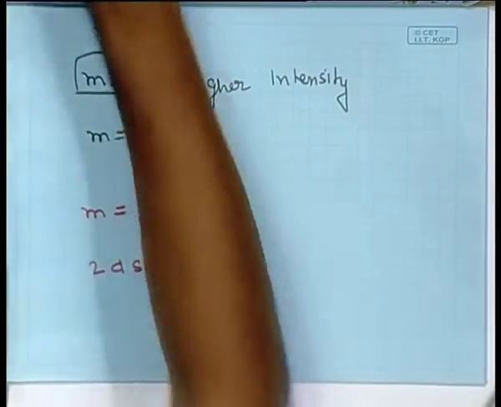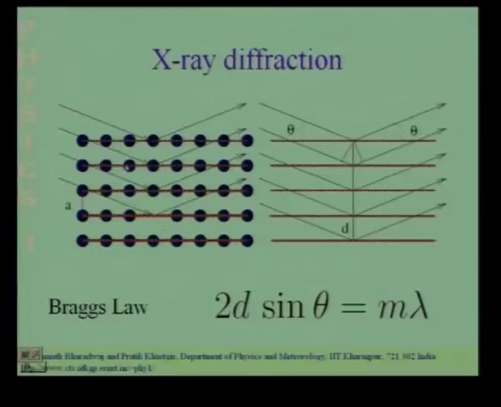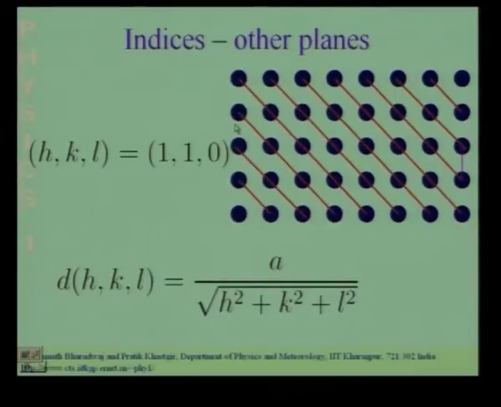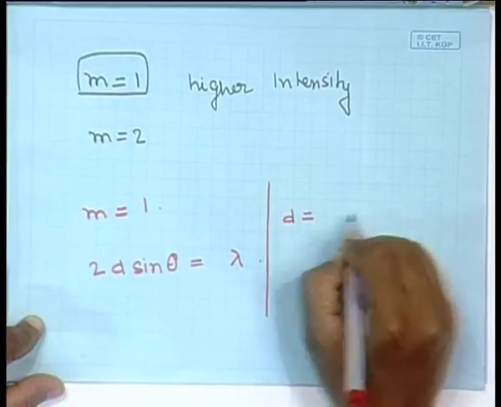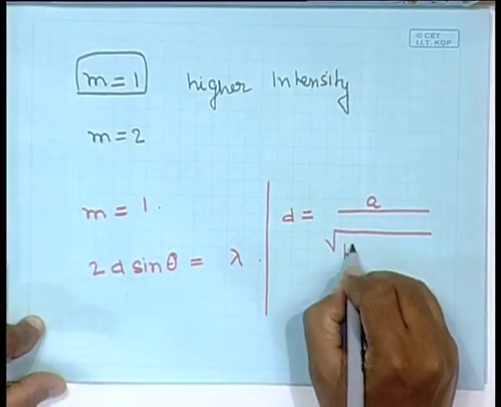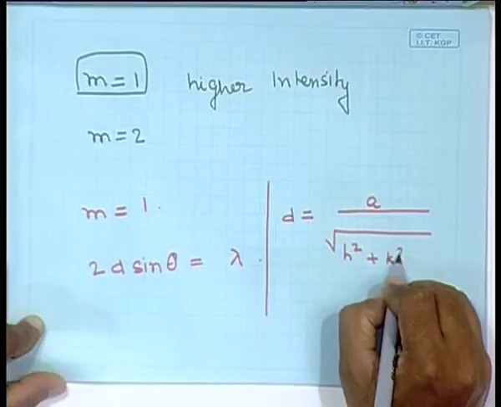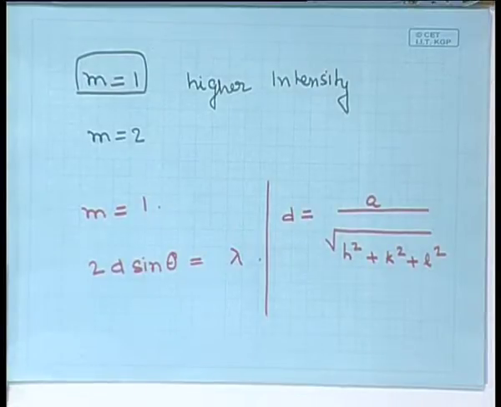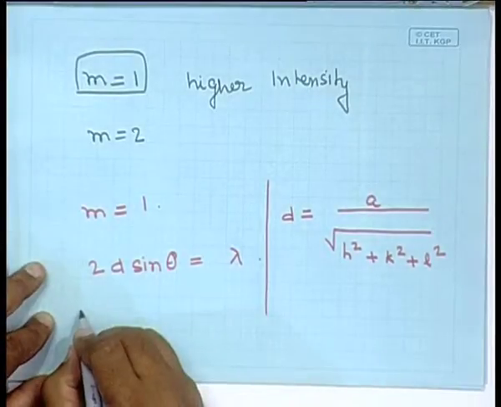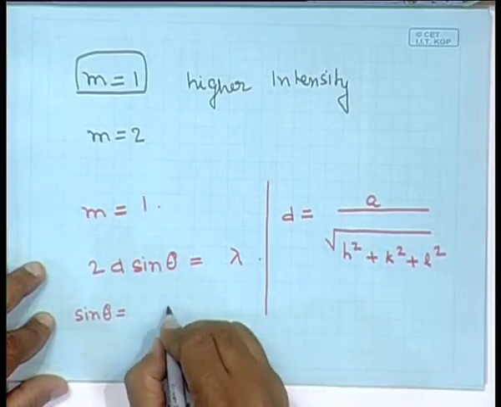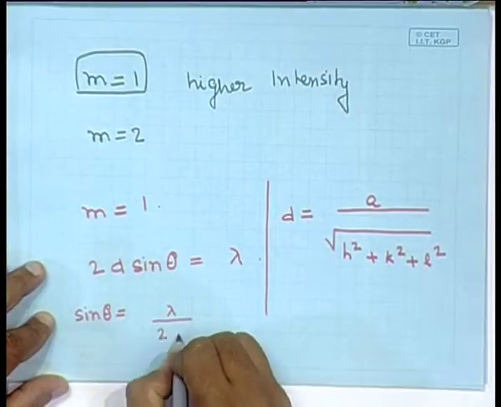Now, there are many possible planes which can be drawn through the crystal. I have shown you one example, but you could have many other planes, and for these planes d is going to be the interatomic spacing divided by the square root of h square plus k square plus l square. And we can write this as sin theta is equal to lambda by 2d.